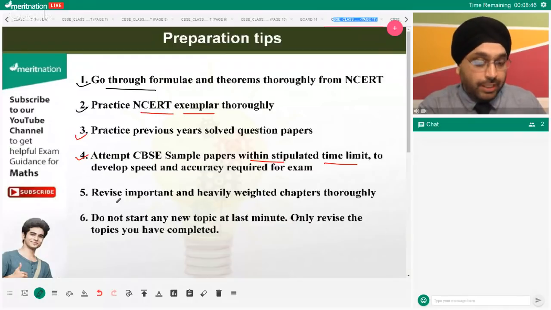Then guys, the fifth point, you just need to revise important and heavily weighted topics thoroughly. So when I say heavily weighted topics, let's say we have triangles, trigonometry. Let's say algebra we have right now. We are doing algebra. So you need to be very well aware of the heavily weighted topics clearly. So Danshu, that's what we are discussing. We have triangles, trigonometry, algebra. So these are the main topics we can think, right? But I'm not saying, guys, you just need to ignore all the other topics. You need to be very well clear with each and every topic.